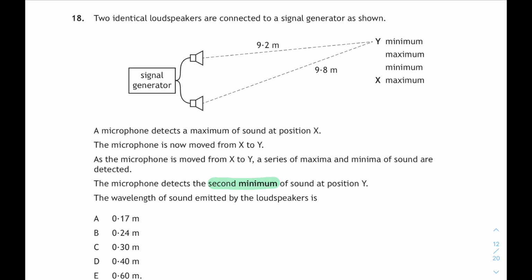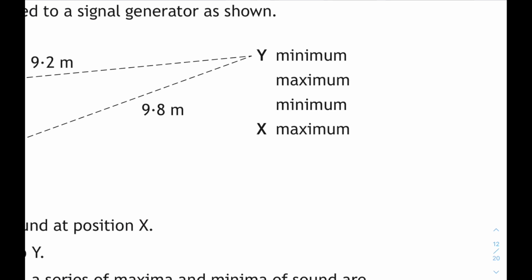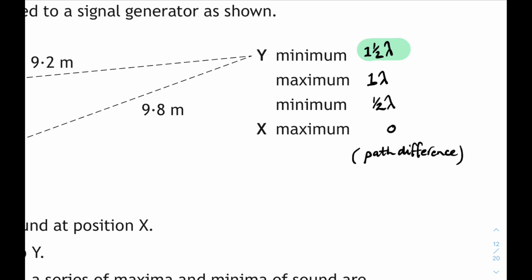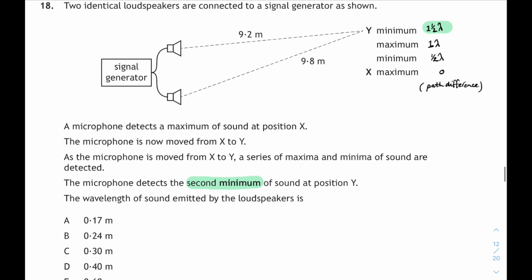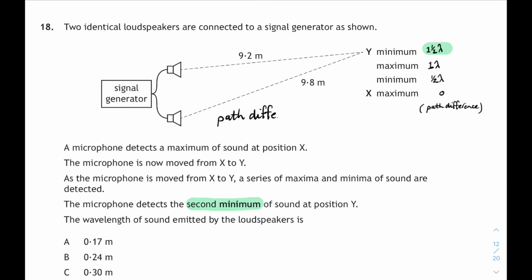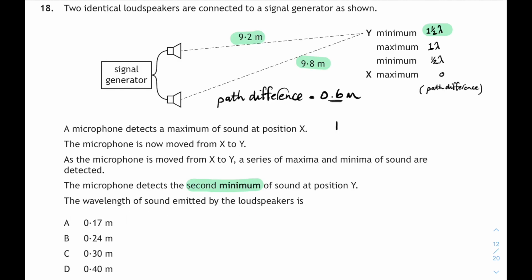Well, these maximum and minimum regions of sound level are set up due to constructive and destructive interference of the sound waves due to the difference in their path lengths. The path difference to the central maximum is 0 because the paths are the same length. It's half a wavelength to the first minimum, 1 wavelength to the next maximum, and 1.5 wavelengths to the second minimum.